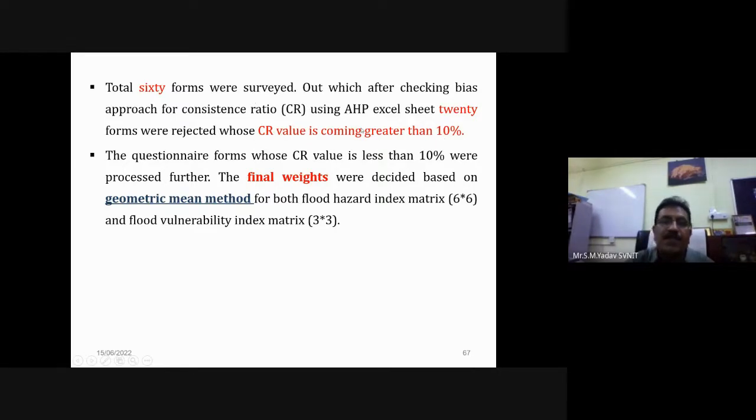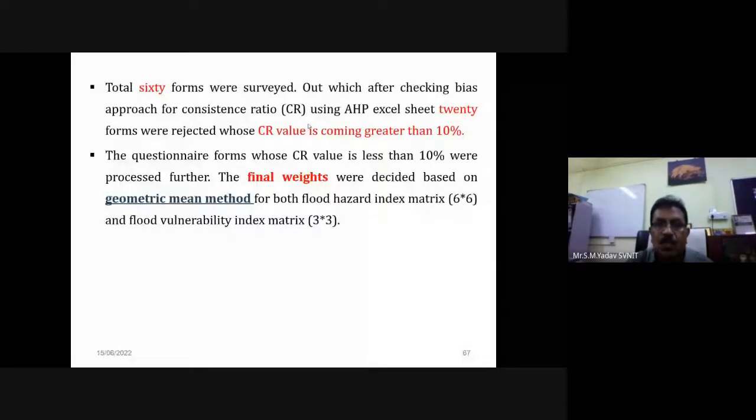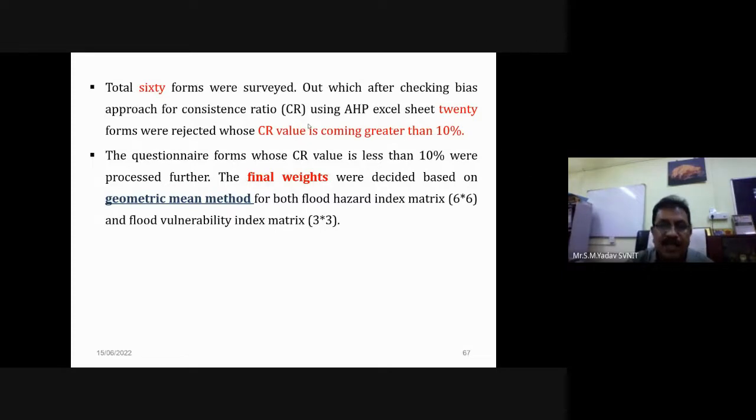This is a very important step. What happens in case of a questionnaire survey? You get the form from the expert and you use that data directly for the analysis purpose. That is not correct. What you are required to do is check for that individual form also whether the consistency ratio is less than 10% or not. If it is more than 10%, then that form filled by the expert cannot be used for further analysis. So the questionnaire forms whose CR value is less than 10% were processed further.